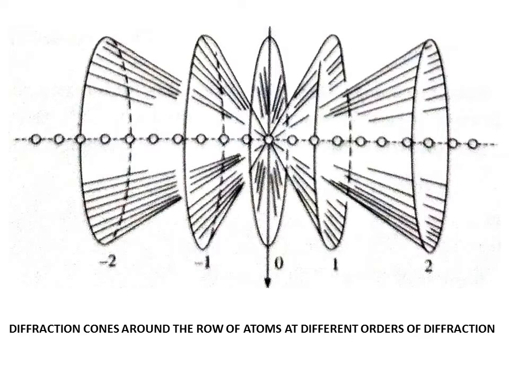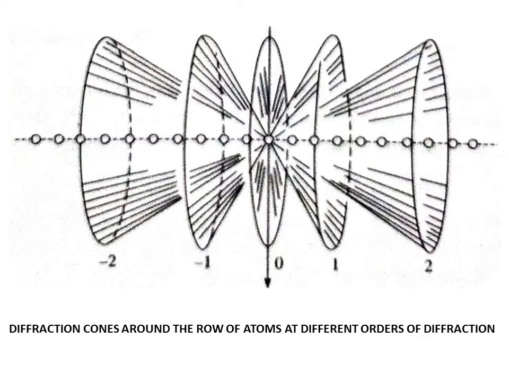They represent different orders of diffraction, and you can see that all these cones are surrounding the line of atoms, which is this one. The cones indicating higher order diffraction will have a smaller diffraction angle compared to the lower order diffraction cones, so the cones indicating higher order diffraction will all be lying within the cones indicating lower order diffraction. So let us take it that way.